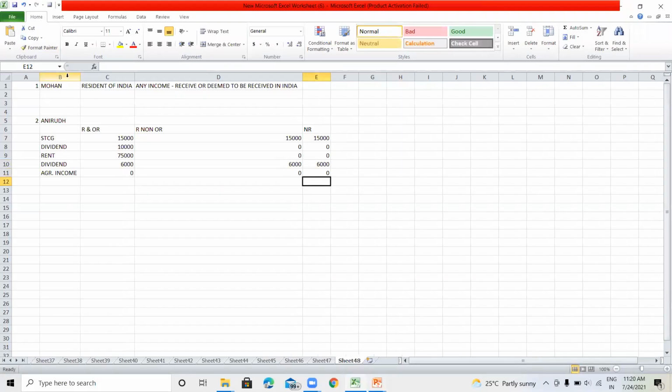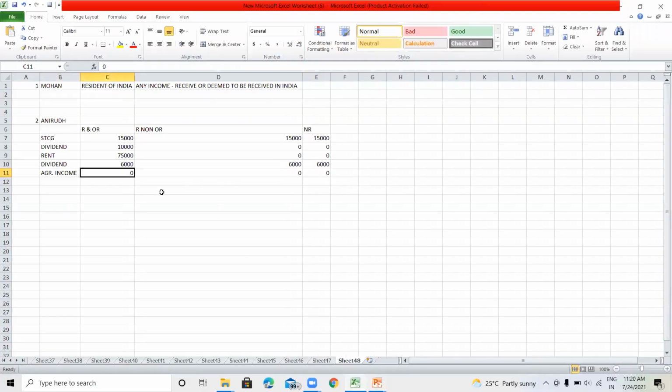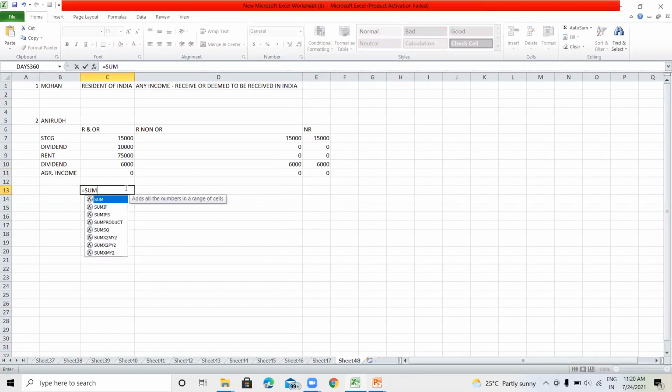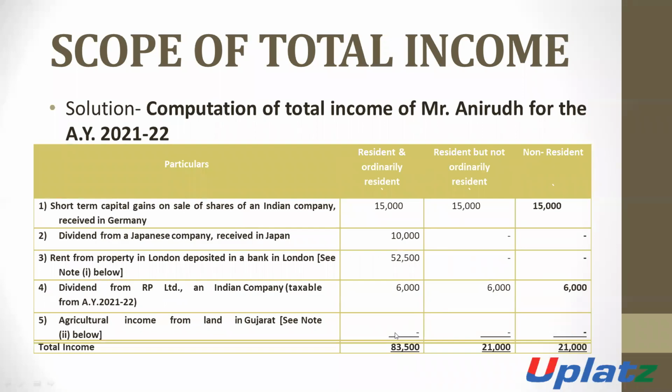And it is in Gujarat, so it would be taxable in the hands of a resident and ordinary resident, but it will be exempted. So that total income will be 1,06,000 and 21,000. So it is 83.